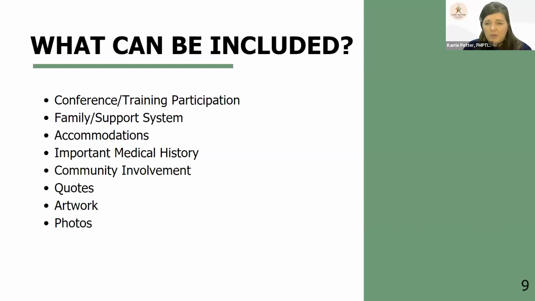They could also include information about their family or their support system. Who is their support system that is there to support them throughout all these processes? Could be family, could be friends, people in the community.